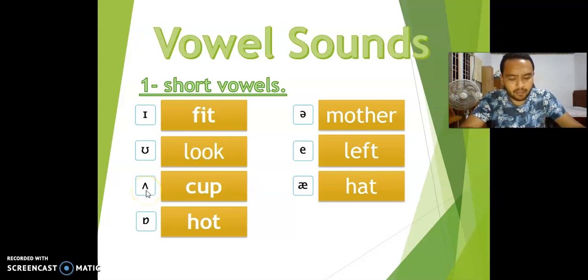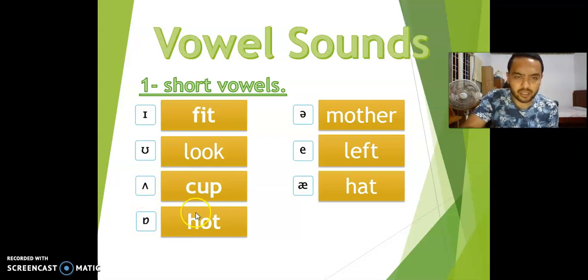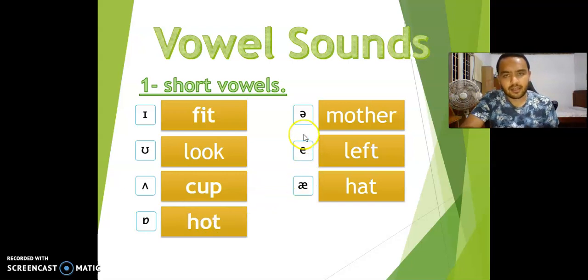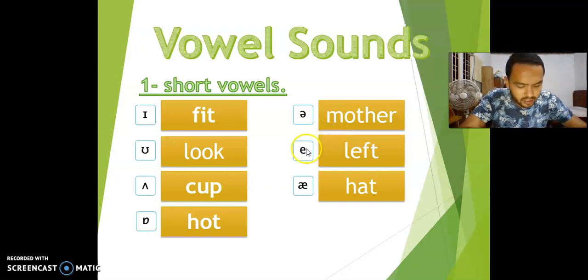This one, the pronunciation is, and we can see it in words like cup. This symbol, the pronunciation is o, and we can see it in words like hot. This symbol, the pronunciation is, and we can see it in words like mother. This one right here, the pronunciation is, and we can see it in words like left.